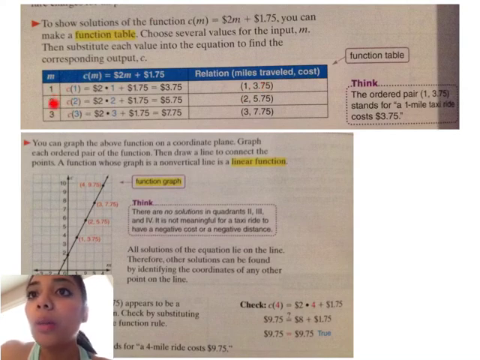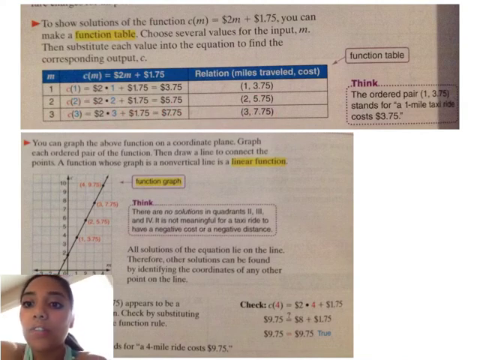When I traveled 2 miles, I plug 2 where my M is. So I have 2 times 2 plus 1.75 equals 5.75. So when I traveled 2 miles, the cost was $5.75. When I traveled 3 miles, the same thing, I plugged it in. 2 times 3 plus 1.75 equals 7.75. When I traveled 3 miles, it was $7.75.